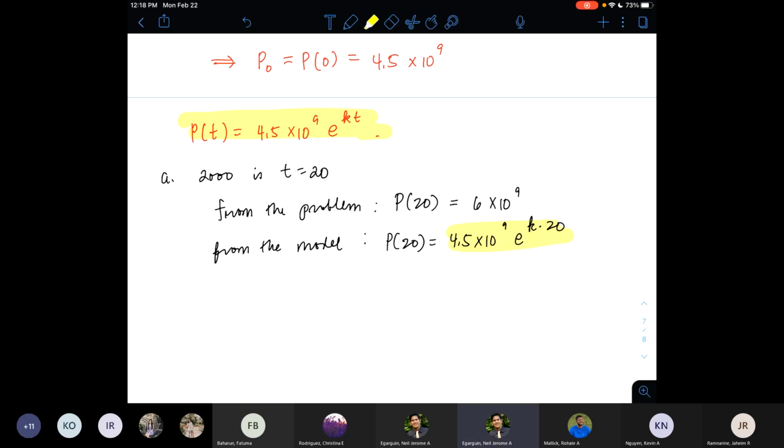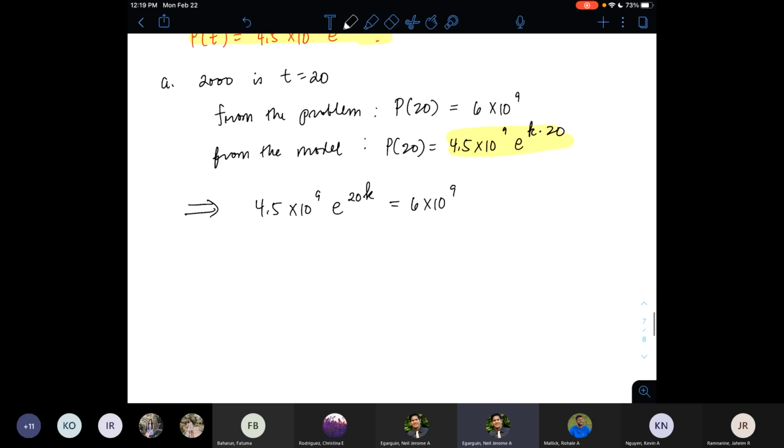Now we have two values for P of 20. For our model to be consistent, these two should be equal to each other, right? They are both representations for P of 20. So we have 4.5 times 10 to the 9th e to the 20k should be equal to 6 times 10 to the 9. Again, because they are both P of 20. The goal for problem A is to solve for k.